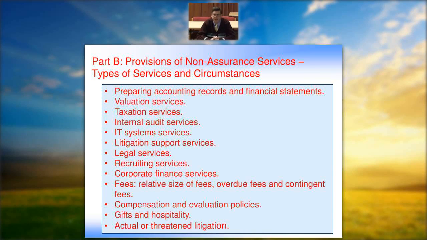IT system services, again, there's an issue here because the auditor is quite often involved in setting up the system. If the auditor is involved in setting up the IT system, can the auditor objectively report on that system later on? And so on through them. The ones that are significant and relevant to this question are the relative size of fees, which is the fourth bullet point from the bottom, and the very first bullet point, which is the preparing of accounting records.